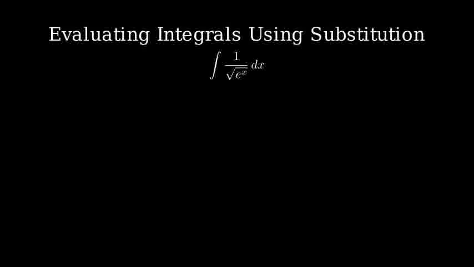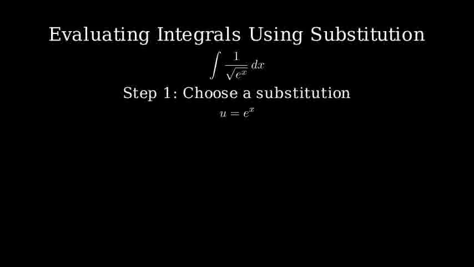u, but we also need to change dx to du. So we differentiate u with respect to x. The derivative of e to the x with respect to x is still e to the x, or u. Therefore, du equals e to the x dx. Solving for dx gives us dx equals du divided by u, so we can substitute this into the integral.